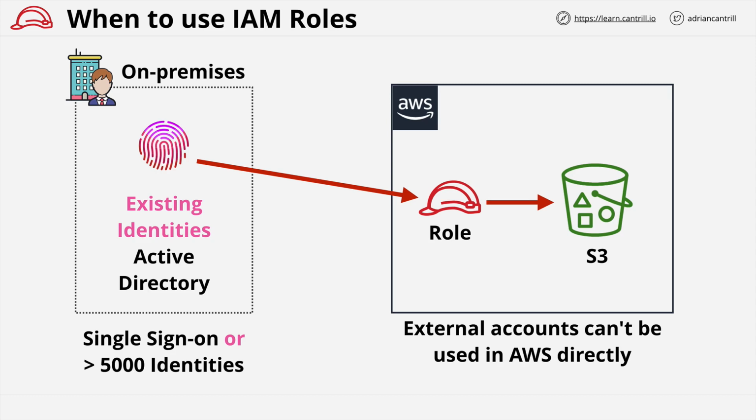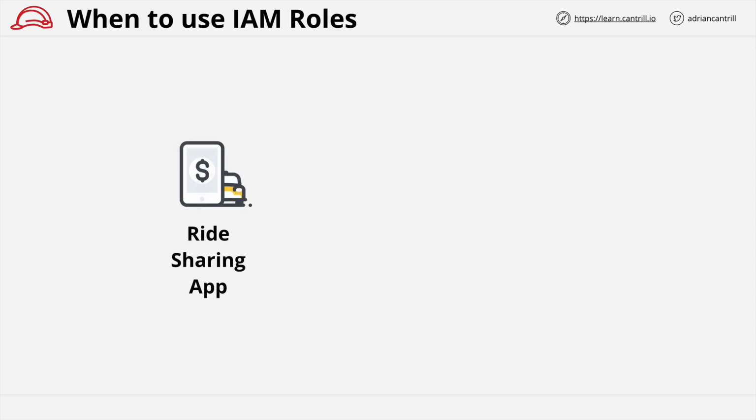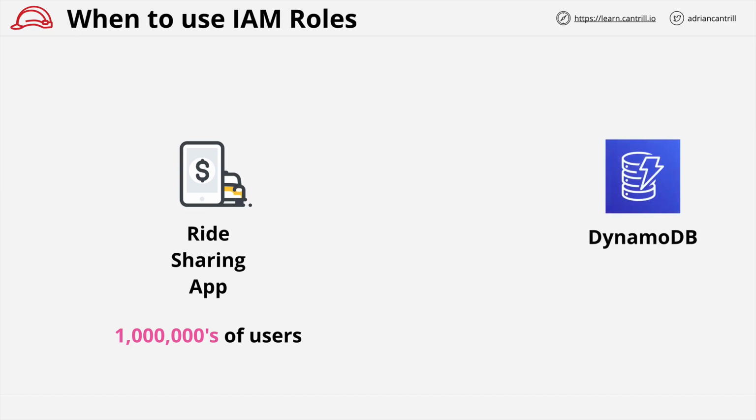Another common situation where you might use roles is if you're designing the architecture for a popular mobile application. Maybe it's a ride-sharing application which has millions of users. The application needs to store and retrieve data from a database product in AWS such as DynamoDB.